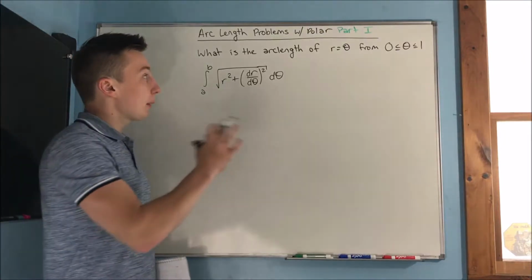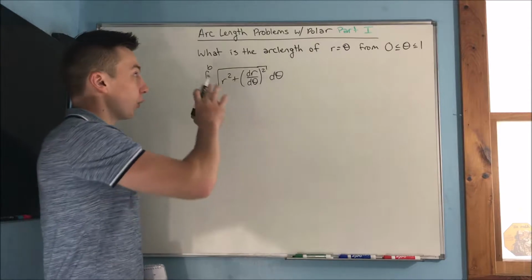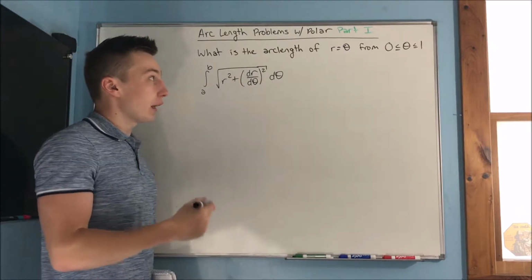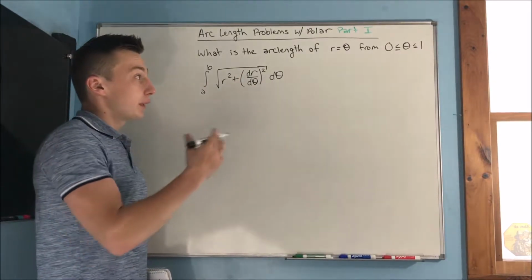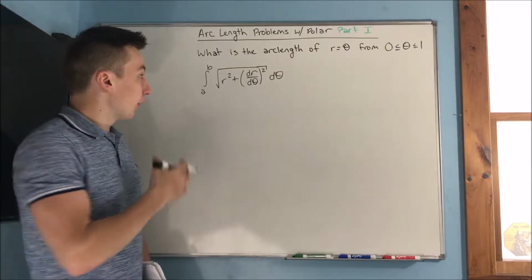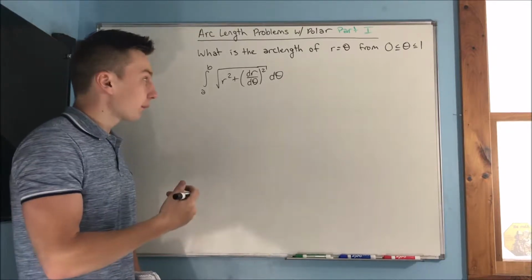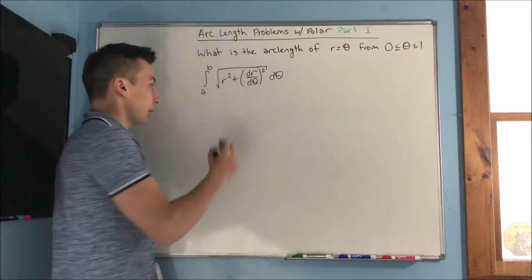Alright, so this video is going to be part 1 of arc length problems with polar, okay? So we have our question up on the board. What is the arc length of r equals theta from 0 to 1? We know our equation, right? That's the integral from a to b of the square root of r squared plus (dr/d theta) squared d theta. So let's start plugging in here.